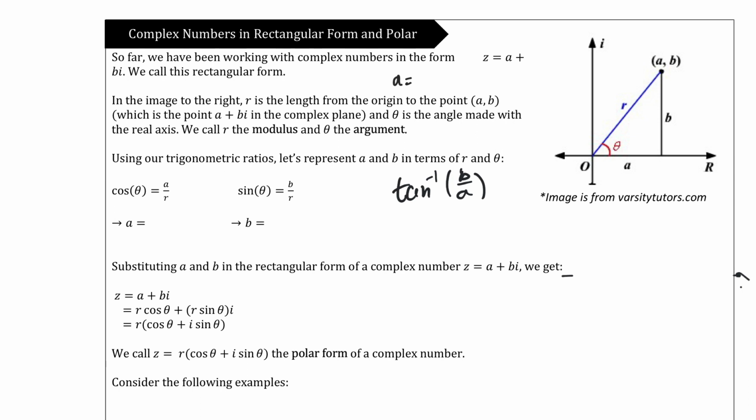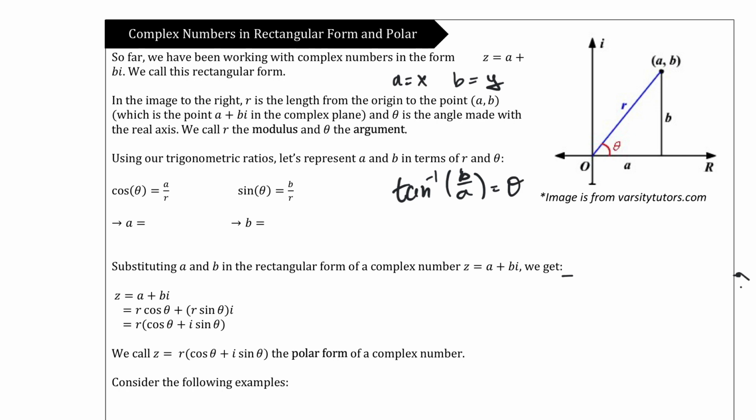In this example, or in all of this really, a is the x-coordinate, and b is equivalent to the y-coordinate. So all of the formulas that we worked with for vectors, if you just substitute a and b in instead of x and y, you're going to get the exact same formulas.